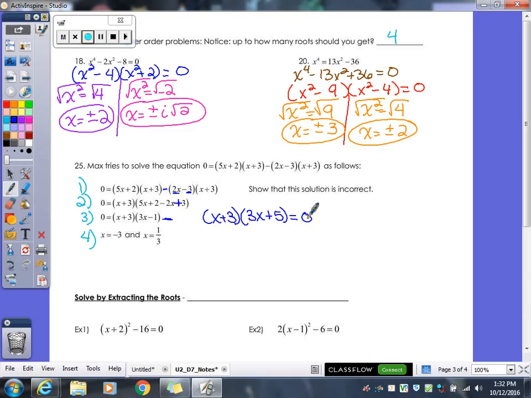So what should our answers actually be? One of them should be negative 3. What should the other answer be? Negative 5/3.